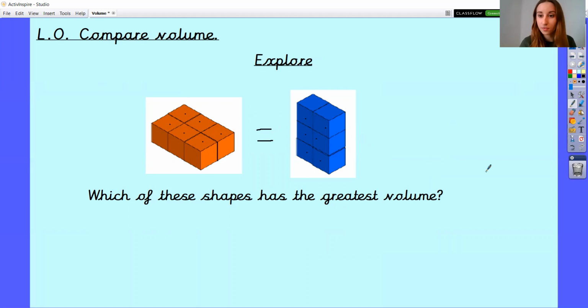It might look like they have different volumes because one of them is taller than the other, or one of them is wider than the other, but they're just shown at a different orientation. They're pretty much the same shape, but just shown at different orientations. Okay, so as long as those two shapes were the same size, they would have the same volume.